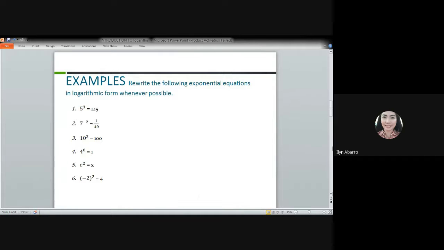Rewrite the following exponential equation in logarithmic form whenever possible. Okay, so let us answer number 1. How are we going to write this into logarithmic form? Number 1, 5 raised to the third power, or 5 cubed, is equal to 125. So, we will rewrite it as a logarithm. When it is a logarithm, of course we have the notation log, but we are going to use the one with a subscript.